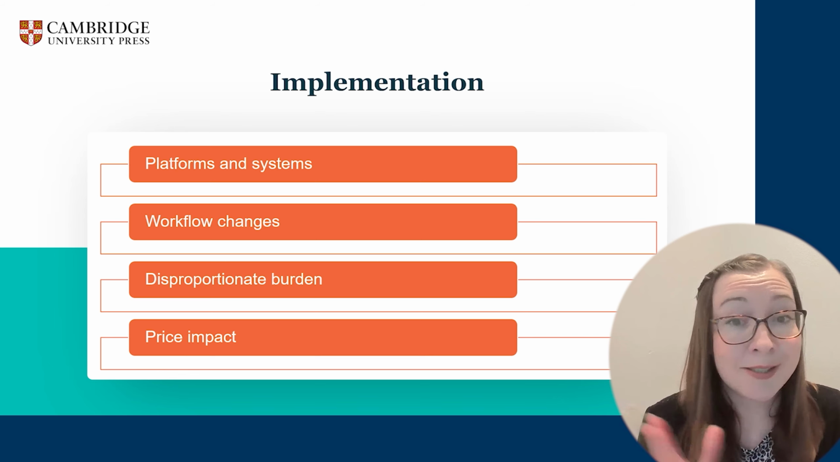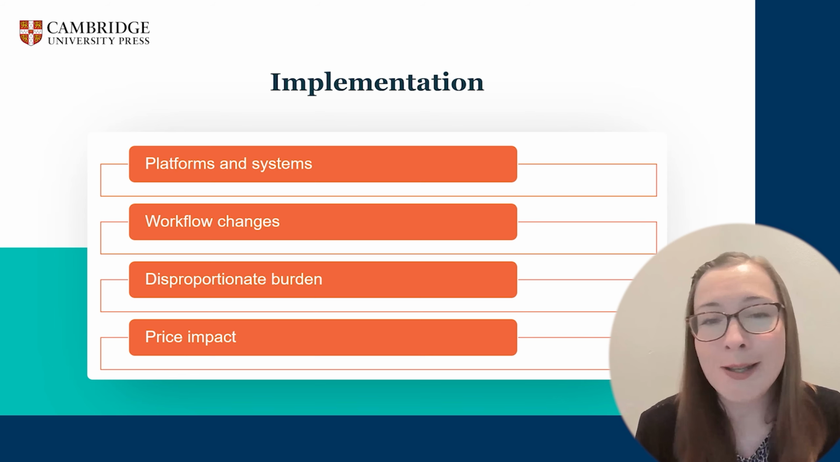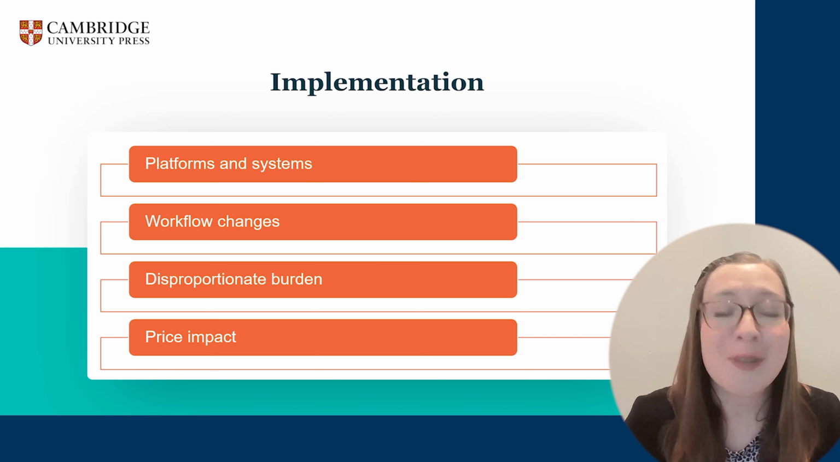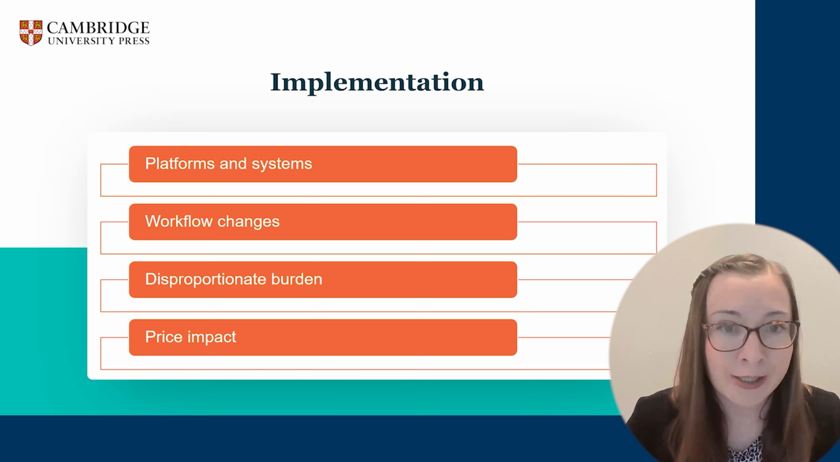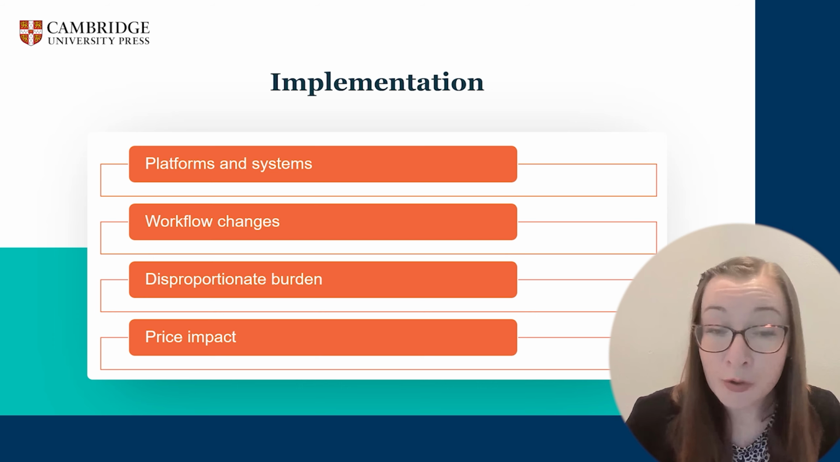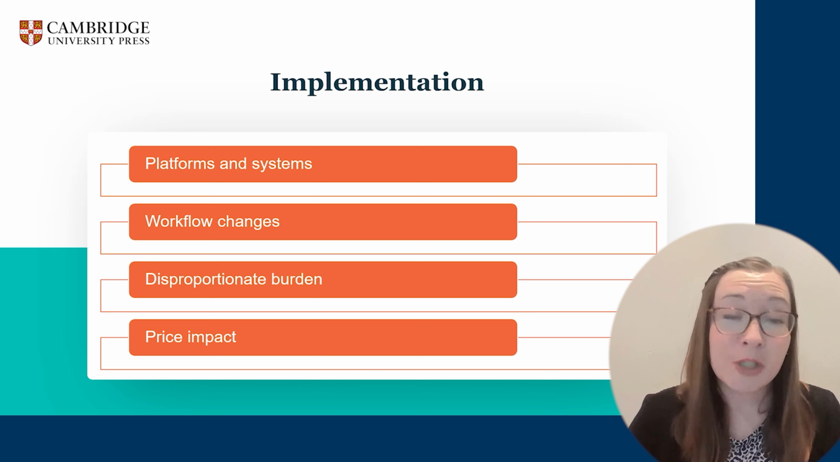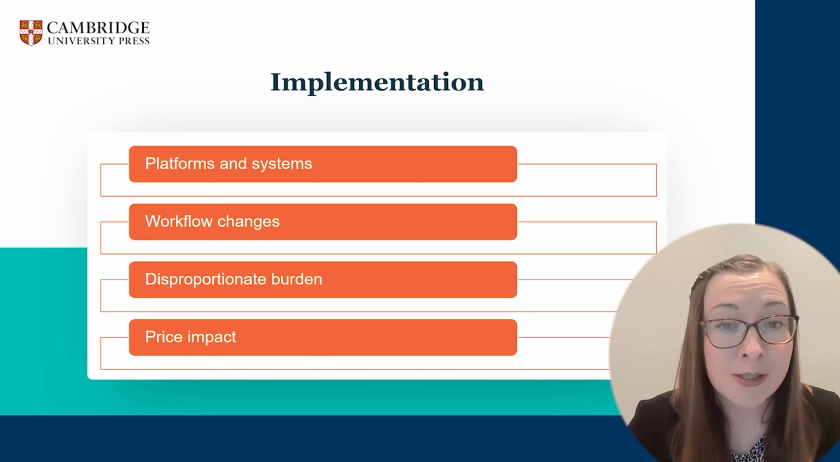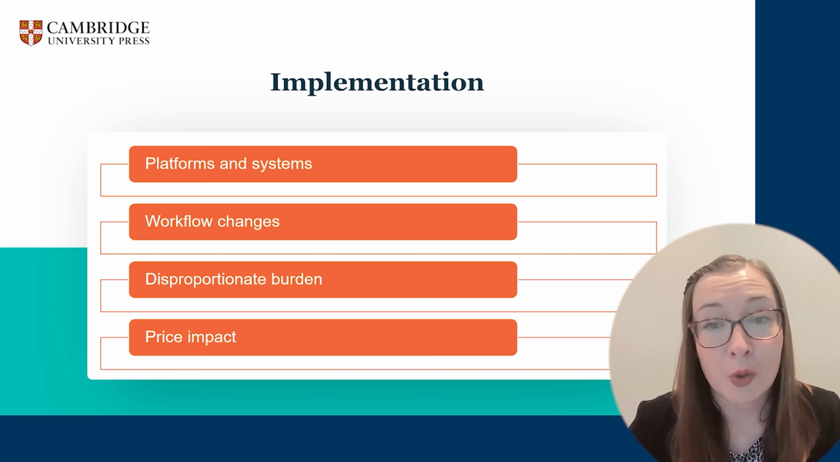So that's your platforms and your systems, all of those things. You'll then need to plan your actual workflow changes. If your authors are creating the alt text, you'll need new submission guidelines for them on how to do this, and a clear path through QA.